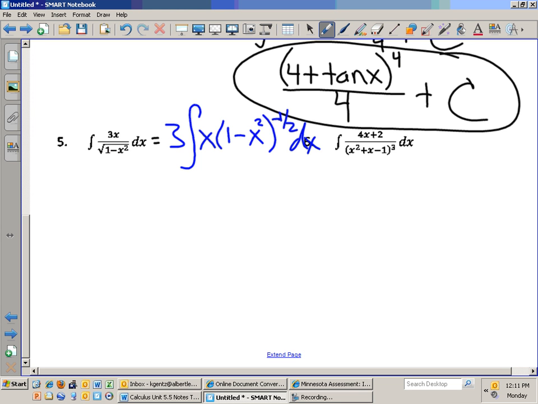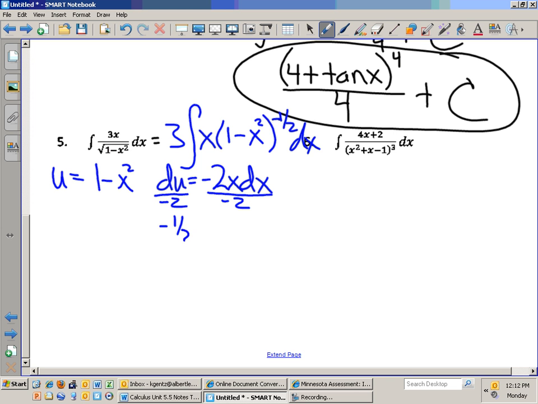So what do I choose u to be in this situation? U is equal to 1 minus x squared. So that means that du is equal to negative 2x dx. Now, as we look at our problem, we're missing a couple pieces, aren't we? We're missing the negative and the 2. So we should divide by negative 2. So that means that negative 1/2 du is equal to x dx. Now, I could take this negative 1/2 du and substitute it in for my x and my dx. I've accounted for those pieces.